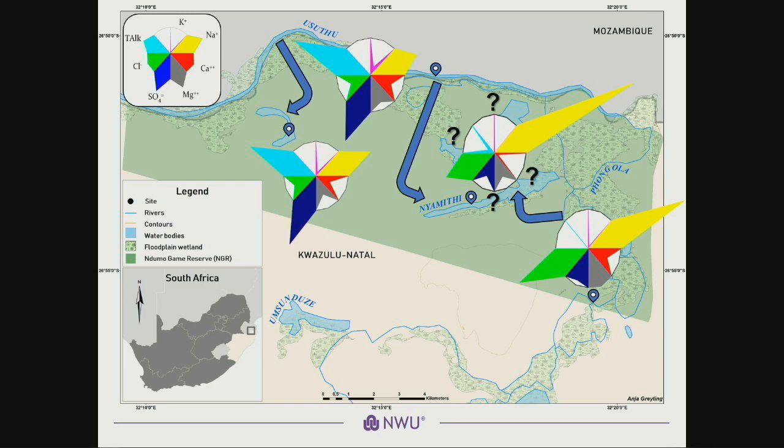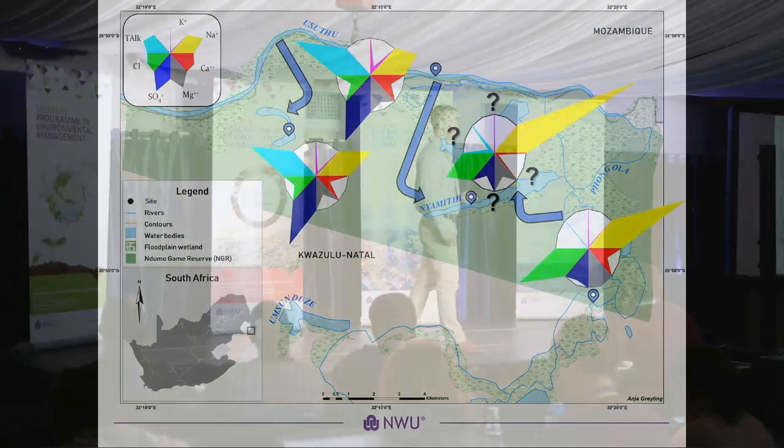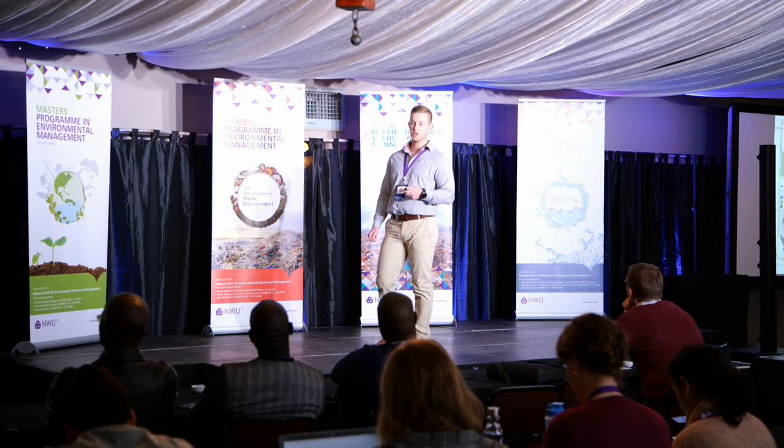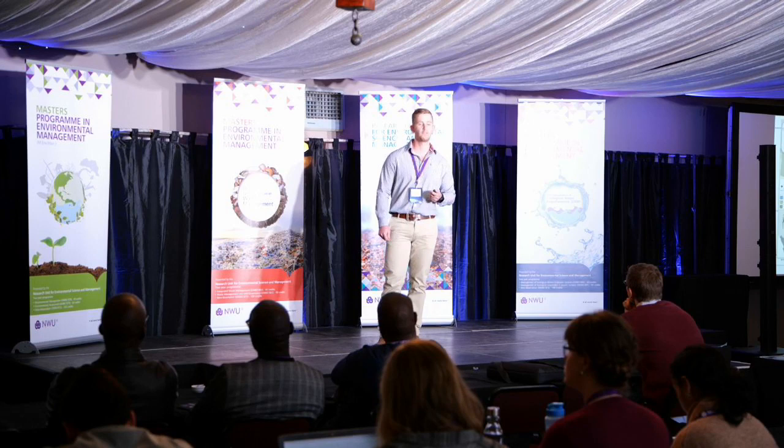due to an extended drought in the region, there have been no flood releases from Lake Jozini Pongolapoort Dam, which is situated on the Pongola River upstream of the game reserve, and that has resulted in a near desiccation of the Nyamiti pan on a few occasions.